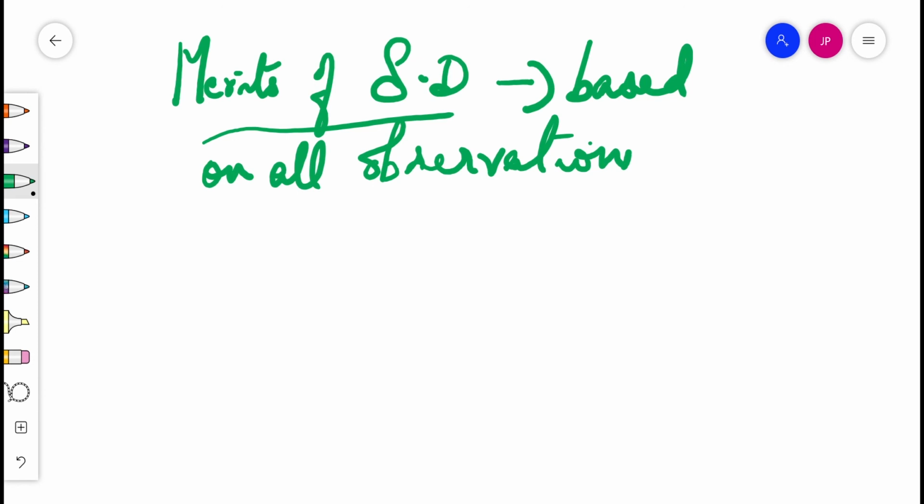What are the demerits of standard deviation? As compared to range and quartile deviation, it's difficult to understand and compute. It gives more importance to extreme items.